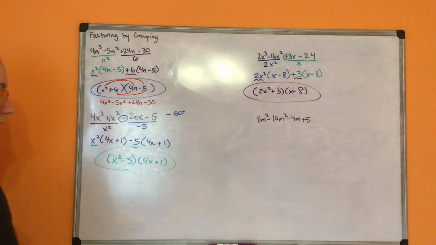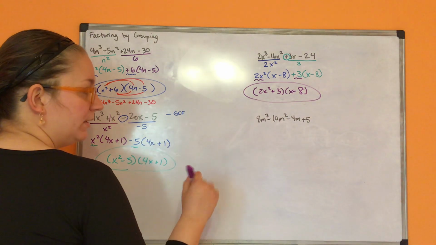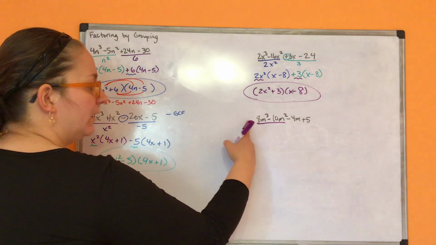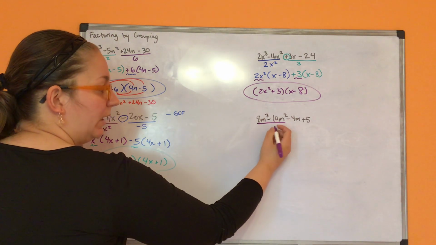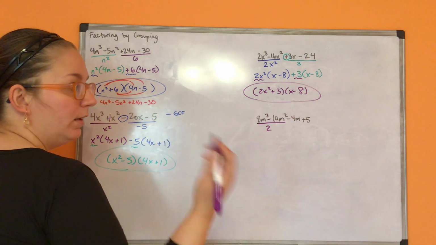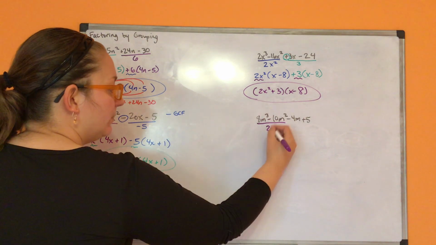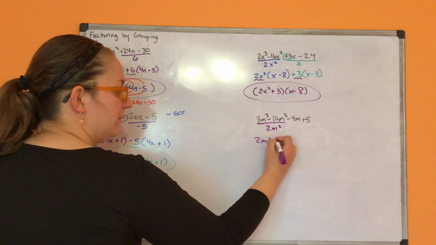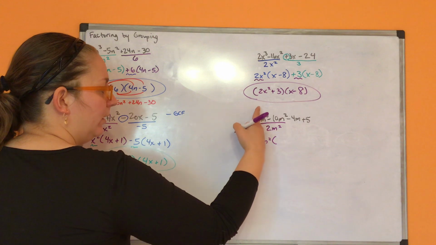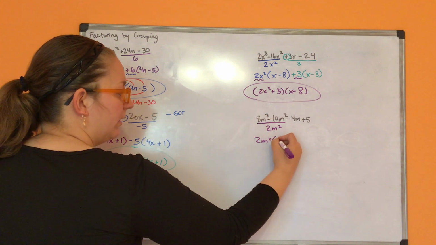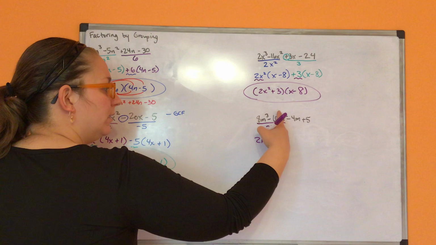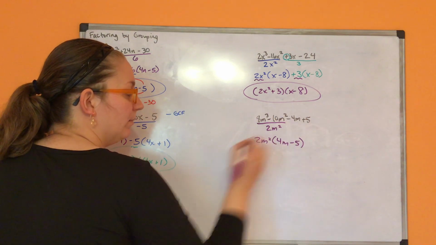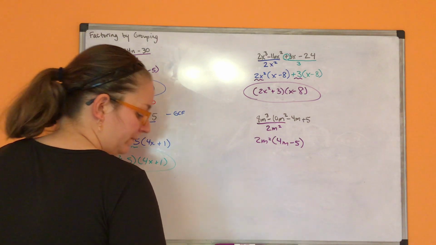Last but not least, at least for this, one more, same idea. What is the GCF of these first two terms? Number part, the biggest number I can divide 8 and 10 by is 2. M part, I have m to the third and m squared, so m squared. When I factor out the GCF 2m squared, I'm left with 8m cubed divided by 2m squared is 4m. Negative 10 divided by 2 is negative 5. M squareds cancel, so just 4m minus 5 inside the parentheses.